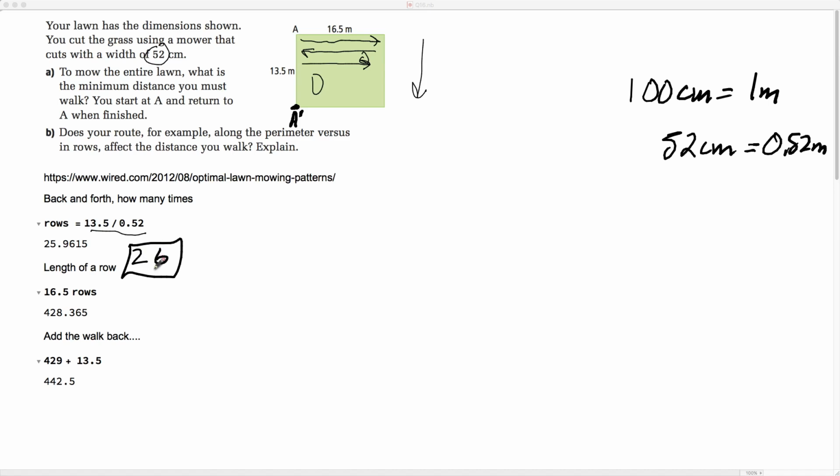So it's 26 rows, and each of those rows is 16.5. So 26 times 16.5 is 429. So the distance that we've traveled back and forth is going to be 429 meters, and then we still have to get ourselves back to the beginning, so we have to add 13.5 to that. 429 plus 13.5 is 442.5, which was the answer that was given in the back of the book.